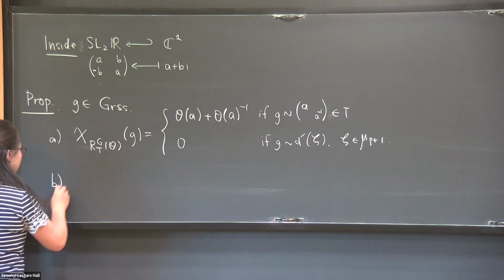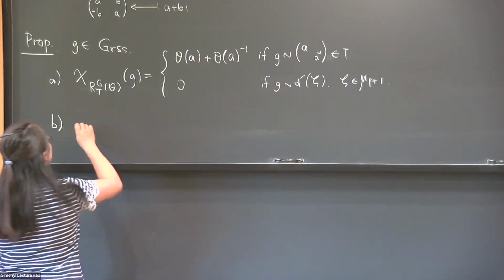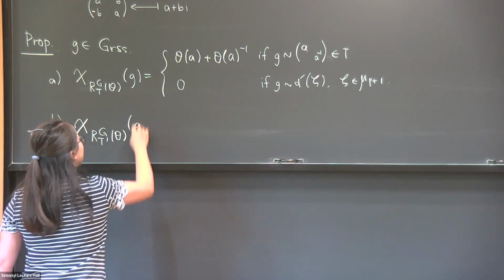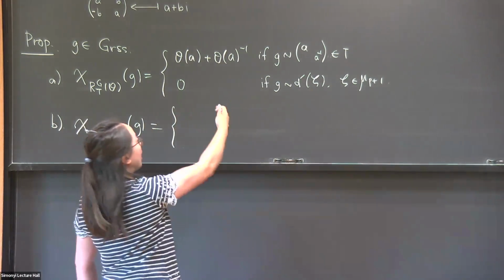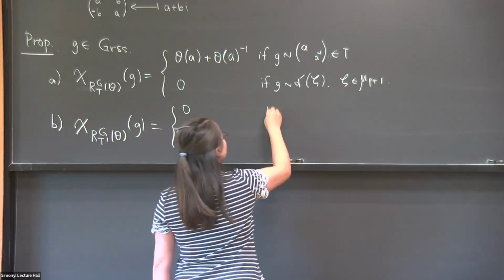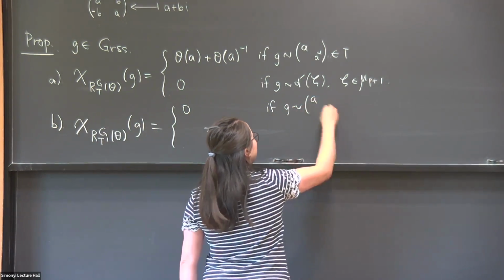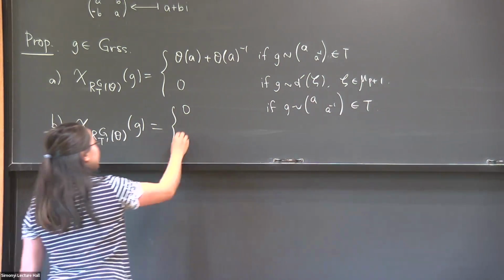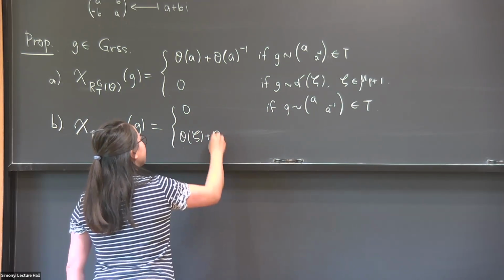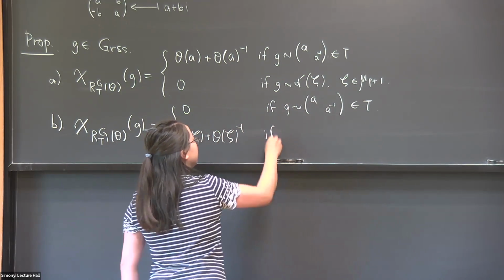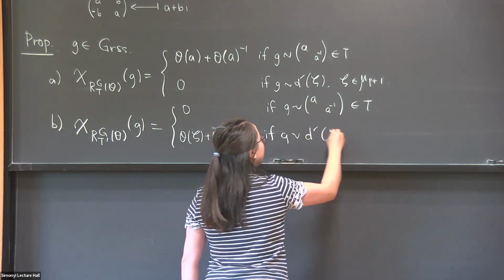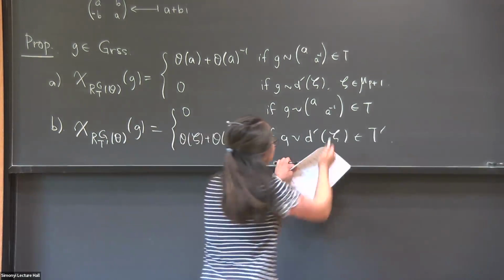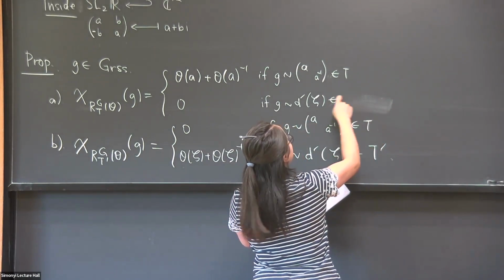Okay. And the second statement was that chi of RT prime G theta evaluated at G is equal to, and you have the opposite situation. It's going to be 0 if G is conjugate to A inverse inside T, and it's going to be theta of zeta plus theta of zeta inverse if G is conjugate to D prime of zeta, which is living inside my T prime. But maybe I want to put this uniformly, maybe like this.